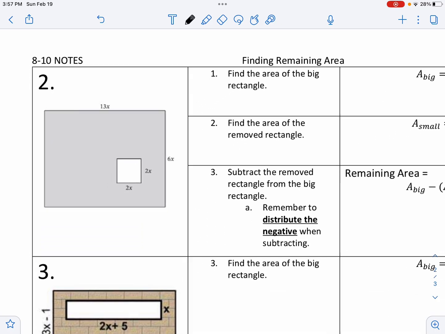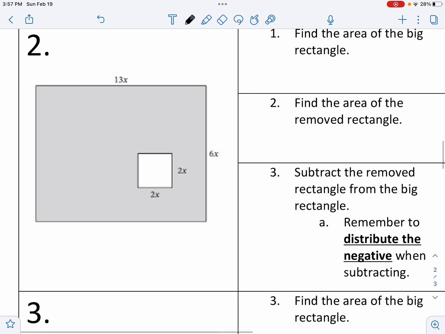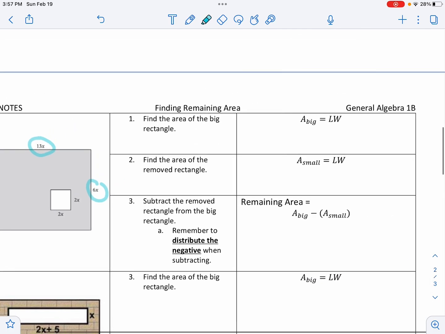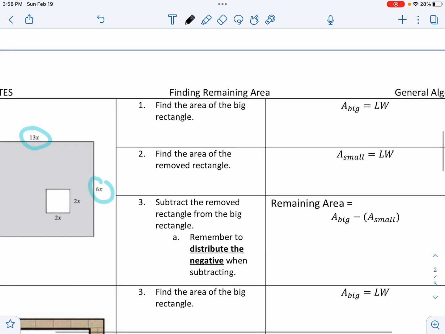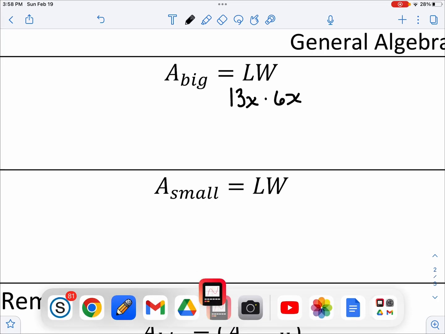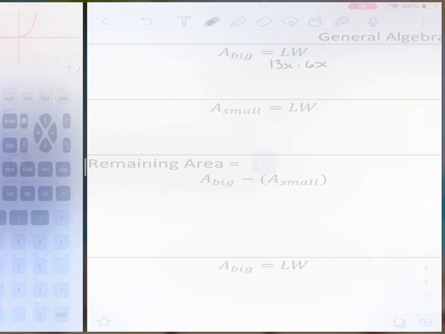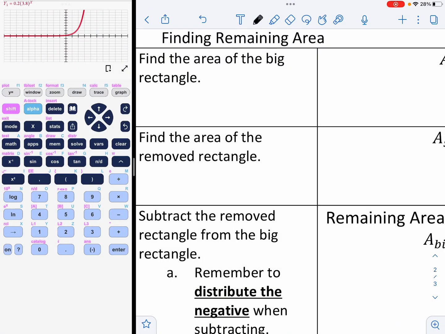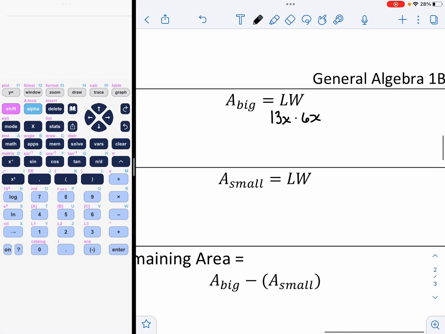Okay, so let's move into number 2. Again, you can see number 2 got a little more difficult. So the steps are the same. We need to take the length and the width of the big rectangle and find the big area, like before we remove the little white chunk there. So my length and width are 13x and 6x. So we have to do 13x times 6x. Let's get that calculator pulled up so you can see the keystrokes that you'll have to press. 13 times 6. So I have 78.